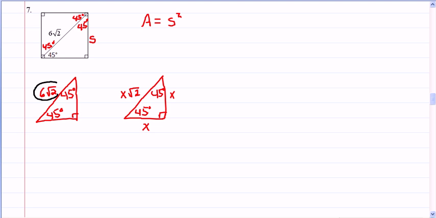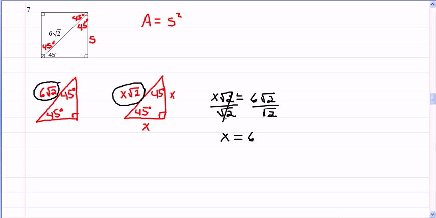So the side that's given is the 6 root 2, which corresponds with the x root 2. So to solve for x, if I take x root 2 and set it equal to 6 root 2, dividing both sides by root 2 will help me solve for x, so that I get x equals 6 because both of these root 2's cancel. So knowing that both of these sides are equal to 6, the side of my square is equal to 6.